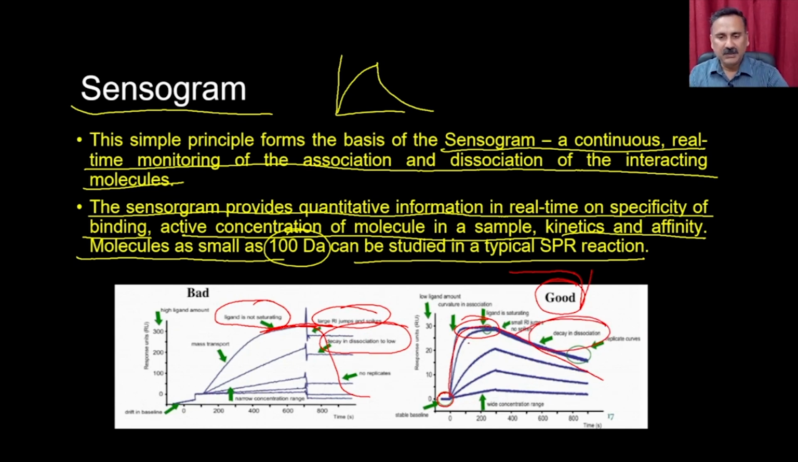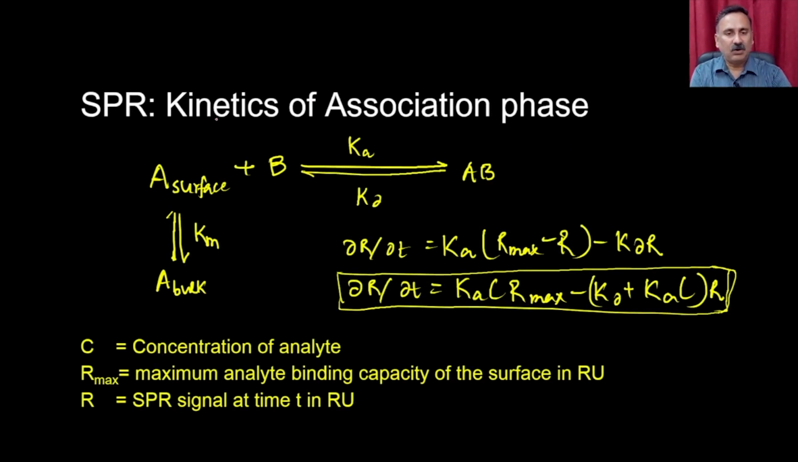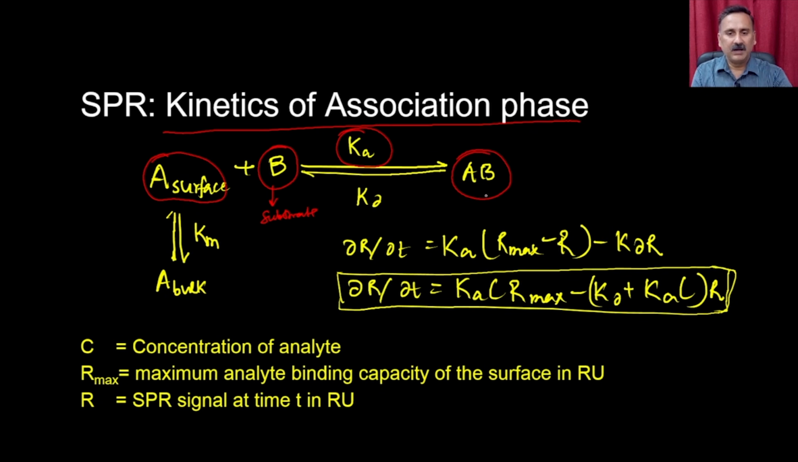And this sensogram has two phases. If you draw a line here, this is the association phase and this is the dissociation phase. And both of these phases can be used to calculate different types of parameters. So, the kinetics of the association phase. For example, you can have A, which can be an antibody, an enzyme, or anything. And then we have B, which we say is the substrate, and it is going to get associated. So it is going to have the association kinetics, and that's how it gives you the AB complex.